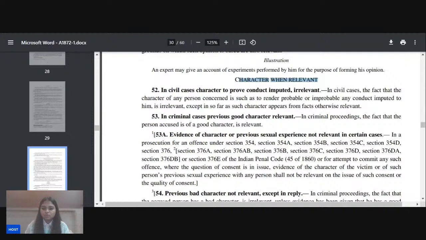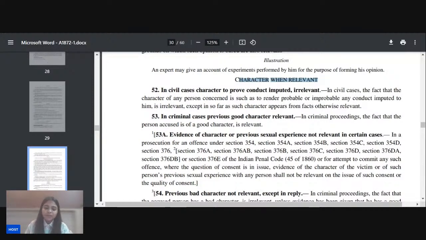So if you see 52 and if you see 55, there are two sections, 52 and 55, and here you will see that 55 is an exception to section 52, right? 55 is an exception to 52. So in civil cases the general rule is that evidence of character of any person concerned in a suit is not admissible for the purpose of raising an inference as to his conduct.